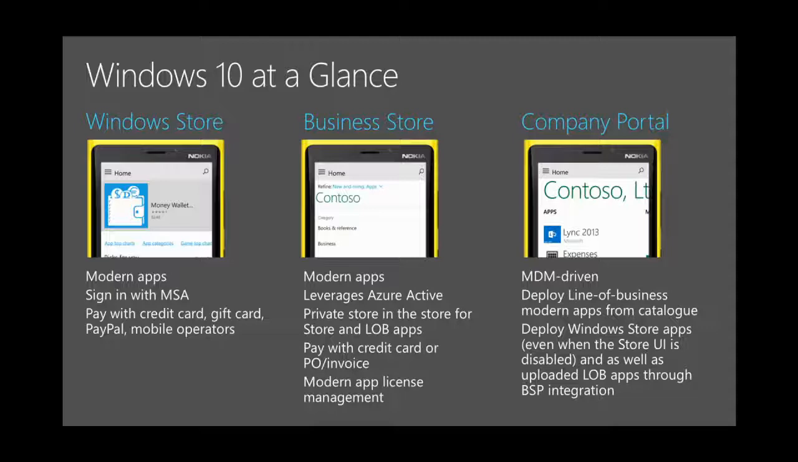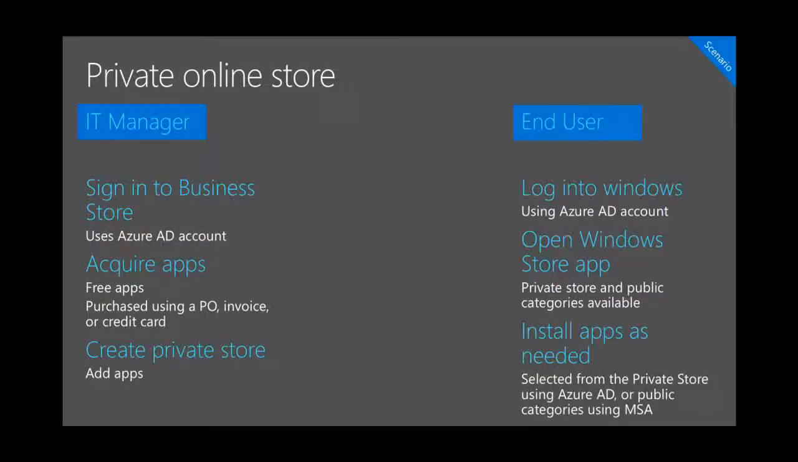There are basically two scenarios. One is an online store. We host everything for you, right? You go in, you register, you select and buy applications with a PO or a credit card or whatever is applicable. You create a private category in the store, the Contoso category, right? You put all these applications in there, and now the users can download them. If they're for-pay applications, they don't have to pay. You own the license for those apps.